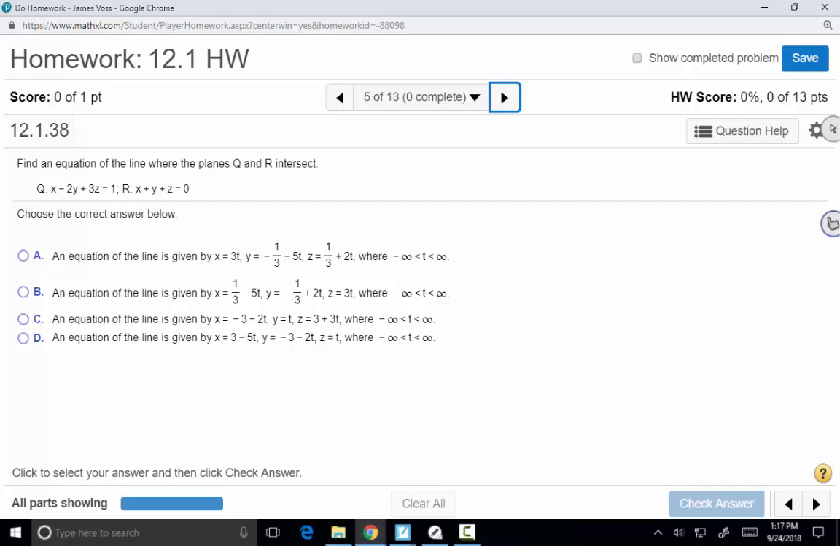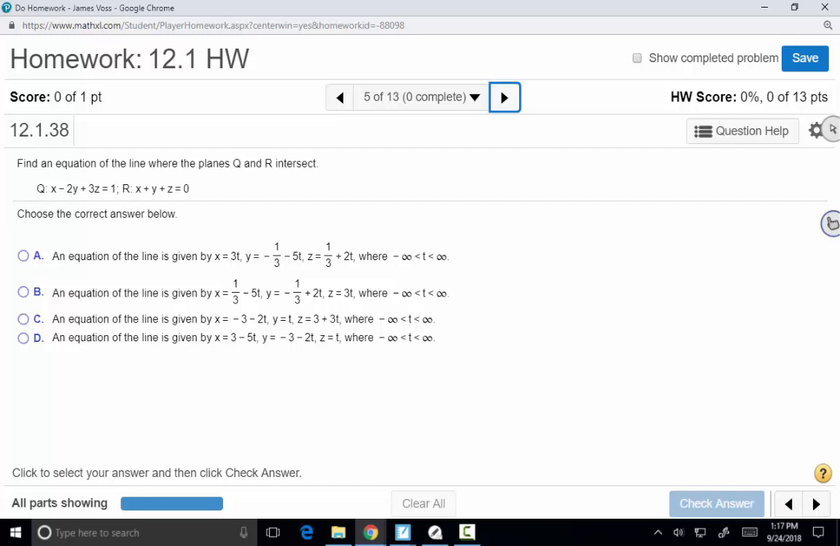So the normal from plane 1 is 1, negative 2, 3. The normal for plane 2 is 1, 1, 1. So if we cross those, that gives us the direction for the line. So normal vector crossed with normal vector gives us the direction vector for that line. Any question on that? Everyone see how two vectors being crossed will give us the direction of the line?